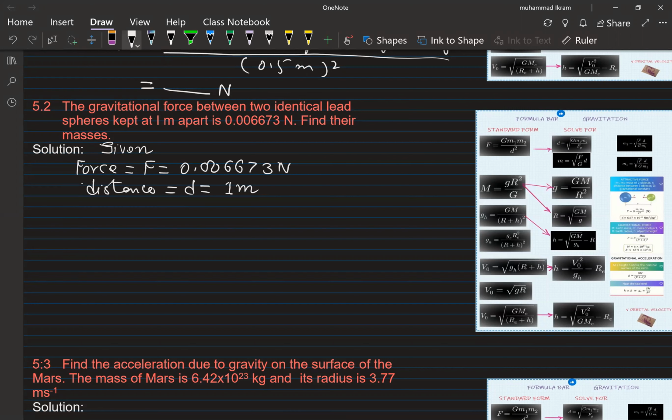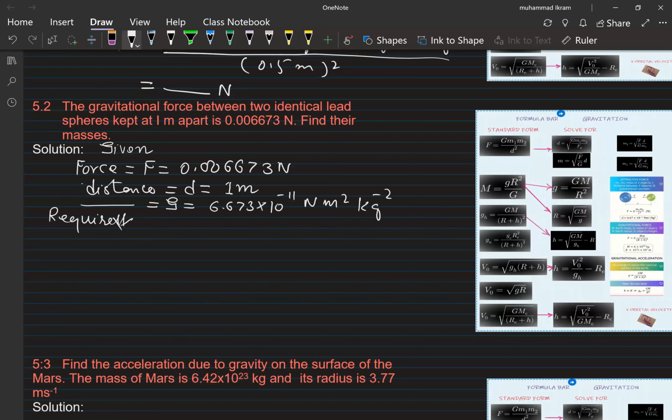And the value of the gravitational constant, as I told you, this must be written, and it is 6.673 into 10 raised to the power minus 11 Newton meter square per kg square, like this. Okay, so what is required from us? In the required portion, we need to find the masses. Since the masses are identical, m1 equals m2 equals m.